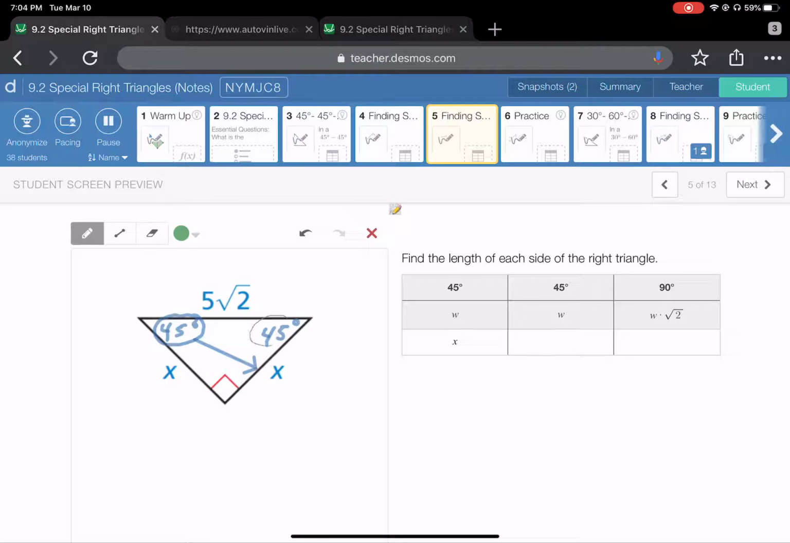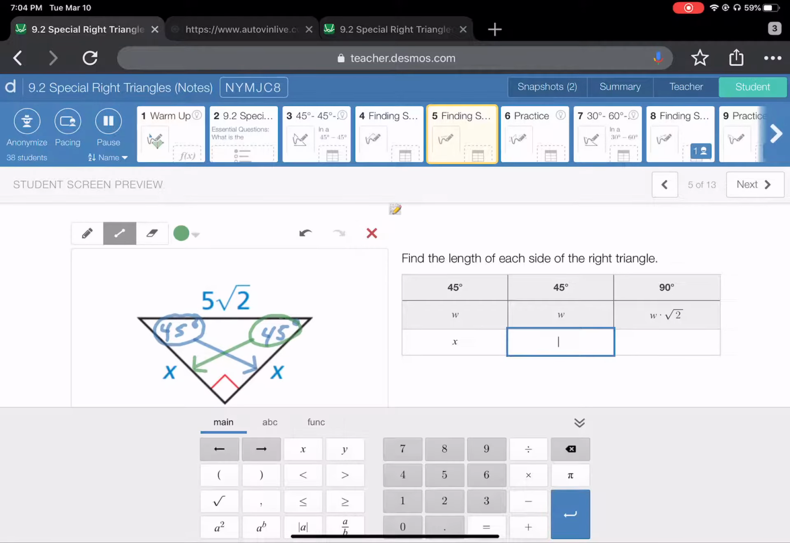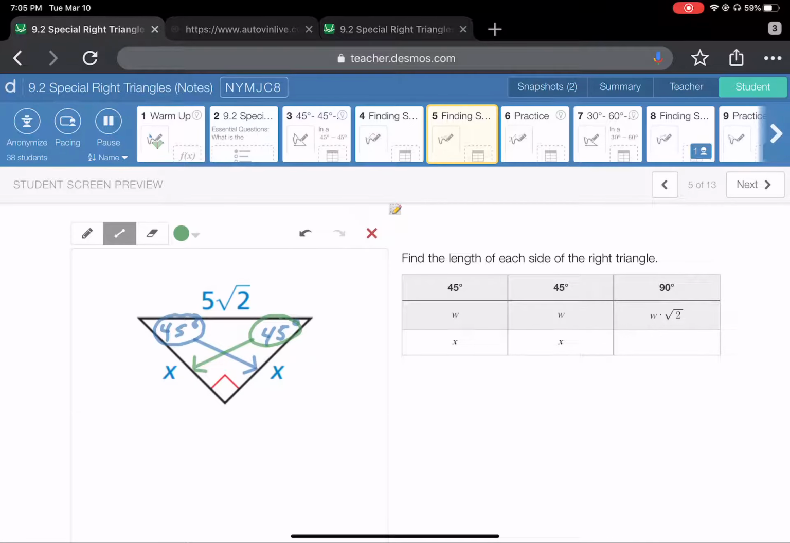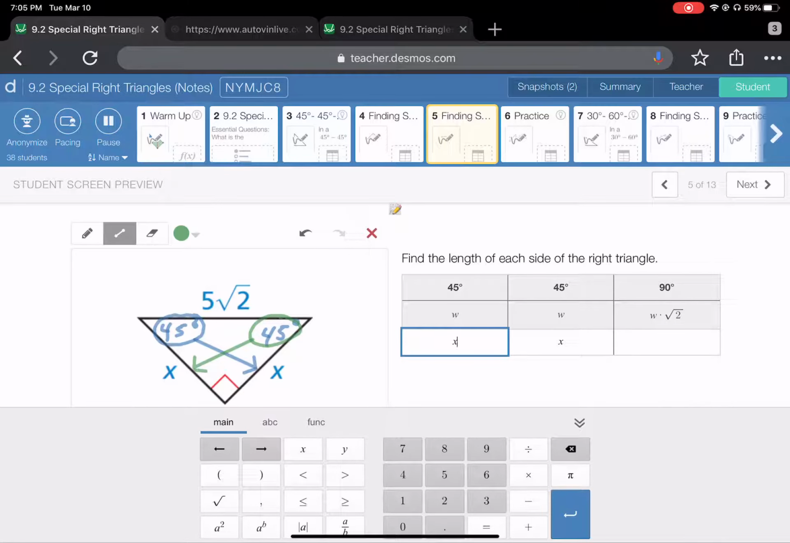Then I'm going to circle the other 45 in the second column, and draw a line across from that angle to the opposite side, which we have as x. So I'm going to label this as x as well, and that makes sense because both sides across from the 45 degrees have to be equal to each other. So these first two columns are identical to each other, w and x, w and x.